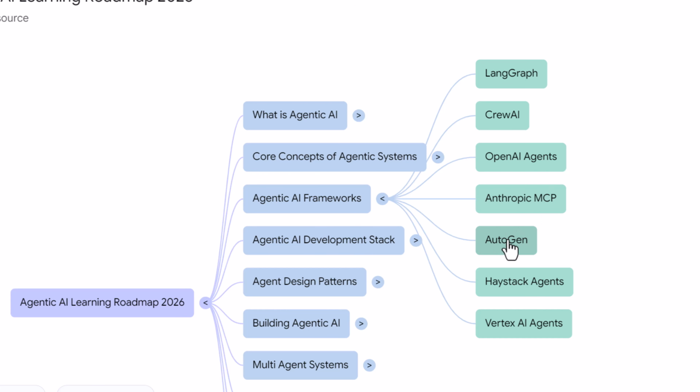AutoGen enables conversational agent cooperation. Haystack agents specialize in retrieval-based tasks. Vertex AI agents bring enterprise orchestration on Google Cloud. Each framework has strengths, and learning 2 or 3 gives you strong practical experience.